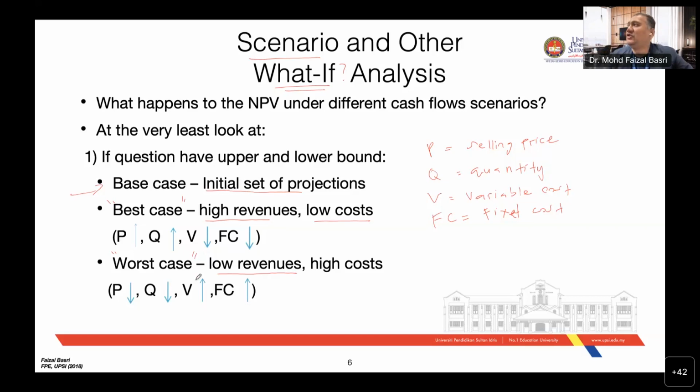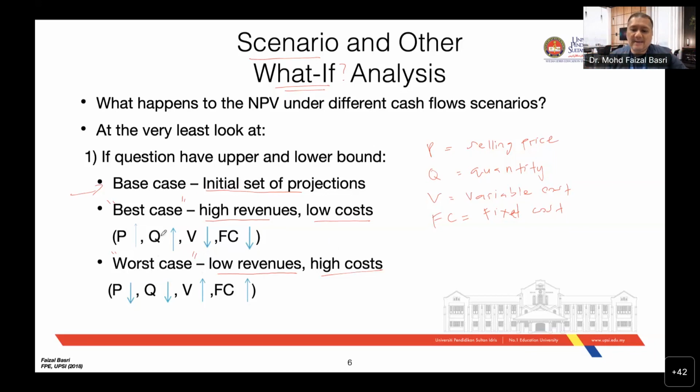Okay, so meaning we're going to assume that our supplier will charge us a higher price because of, I don't know, whatever reason due to the market, for example, a shortage of supply in the market, and the price of our products, variable and fixed cost, will increase, for example. Okay, so low revenues and high costs. And again, the combination of these two will make our profit margin smaller, right? And that's why it's called worst case scenario.